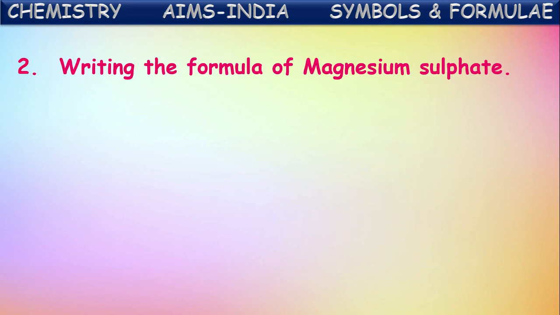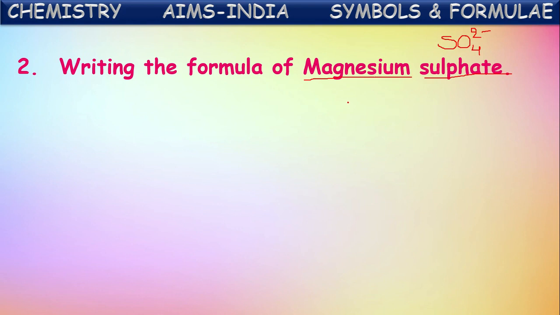See here, writing the molecular formula of magnesium sulfate. What do we have to know first for writing the magnesium sulfate molecular formula? The positive ion symbol and negative ion symbol. Here the positive ion is from a metallic element, that is magnesium, and a sulfate radical. We know the sulfate radical formula is SO4 minus 2.